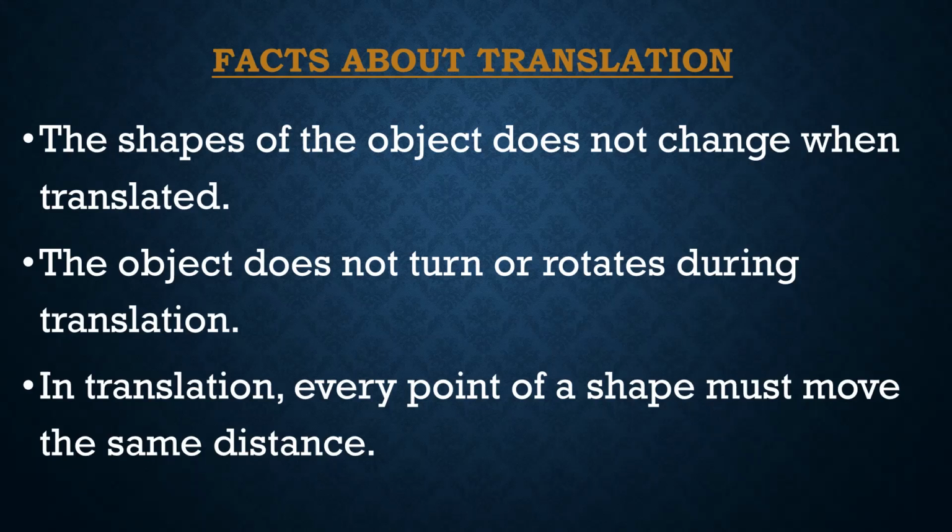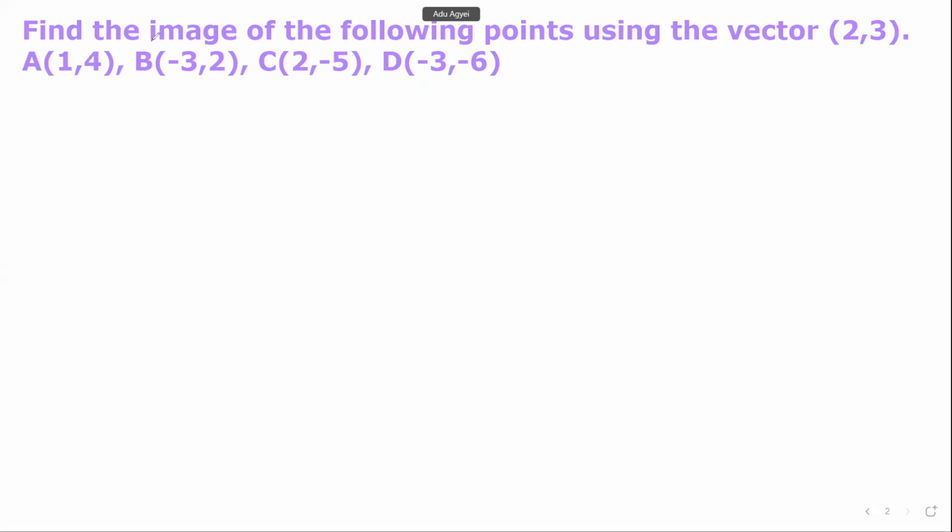Let's solve one more example under translation, how to add the translation vector to the point to get the image. Example: find the image of the following points using the translation vector (2, 3). The point A is formed by (1, 4). You will find where this point A will move: 2 right, 3 up. So we'll check when point A moves 2 right, 3 up. The meaning of the translation vector here is the movement, how the point will move.